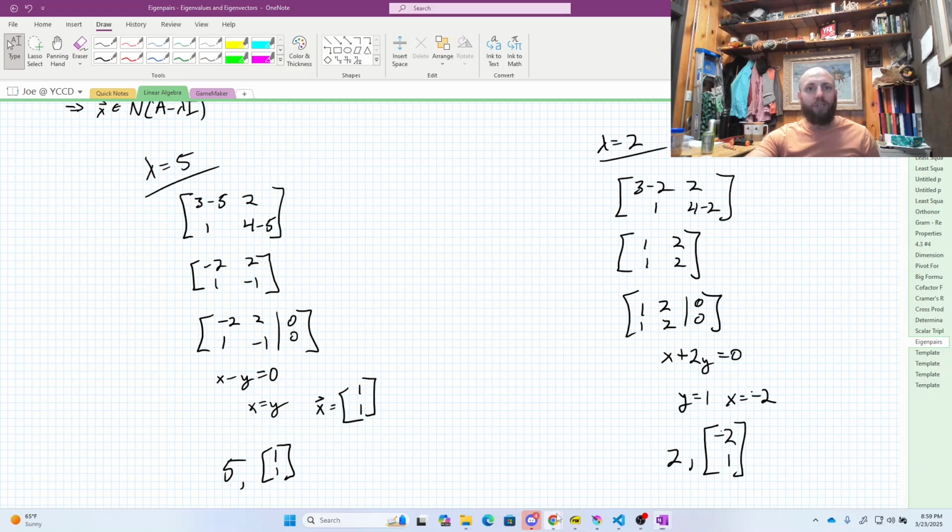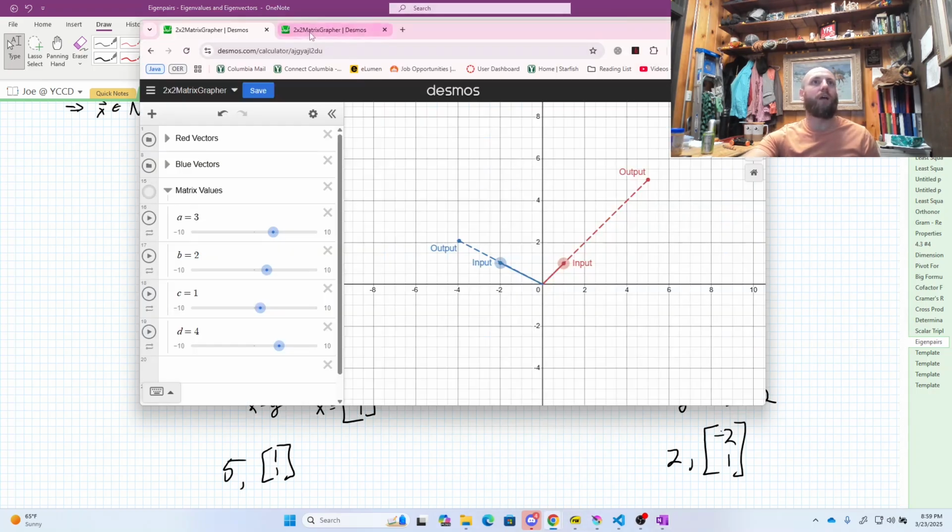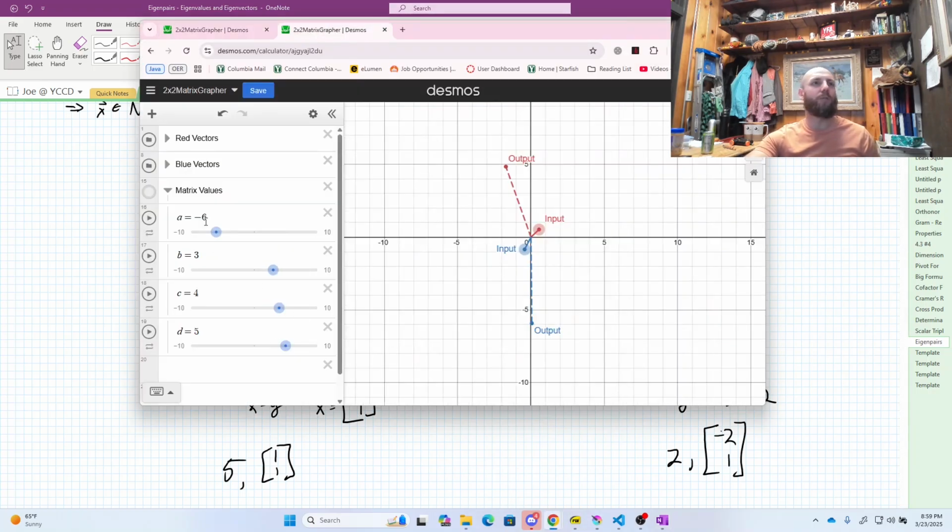I have another matrix here to look at. So here's my other matrix. So this matrix is negative 6, 3, 4, 5. And I'm just gonna use the grapher to look. So here's one eigenvector. And the problem is there's not another one. So that crossing was right there.